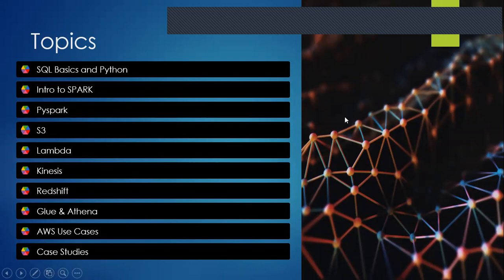We are going to talk about major important services of AWS that are utilized for doing data engineering, that are very helpful in the life of a data engineer. These services are S3 Bucket, Lambda, Kinesis, Redshift, Glue, Athena. Not only that, we are going to talk about all these services, their demos, and how we are going to use them. I am going to give a complete overview of these services and how we can utilize them to build complex data engineering pipelines in the real world.